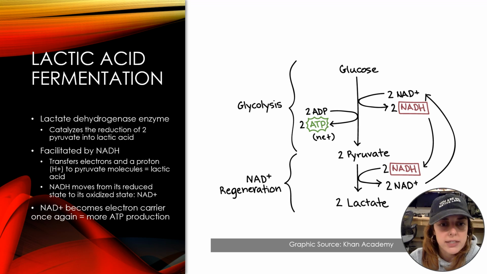Then the enzyme lactate dehydrogenase will catalyze the reduction of two pyruvates into lactic acid. And this is facilitated by the NADH, which is going to transfer the electrons and a proton that it's carrying onto the pyruvate molecules and turn it into lactic acid. NADH, when it does this, moves from its reduced state into its oxidized state, which is called NAD+. And then NAD+ will go back to becoming an electron carrier and can be used in that glycolysis cycle once again to produce more ATP.